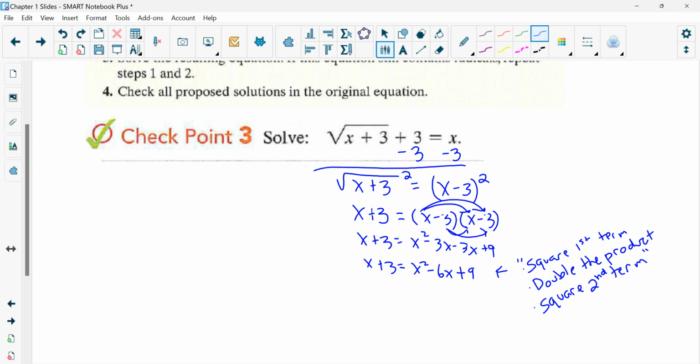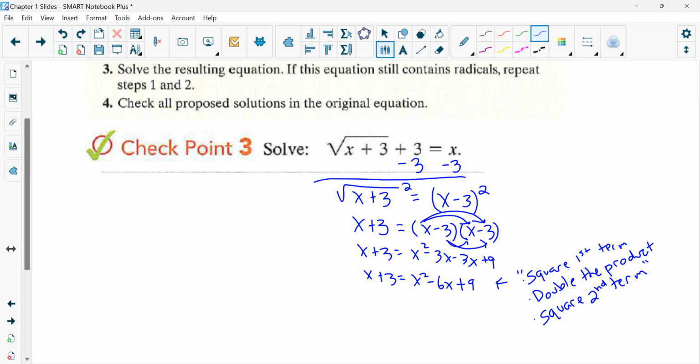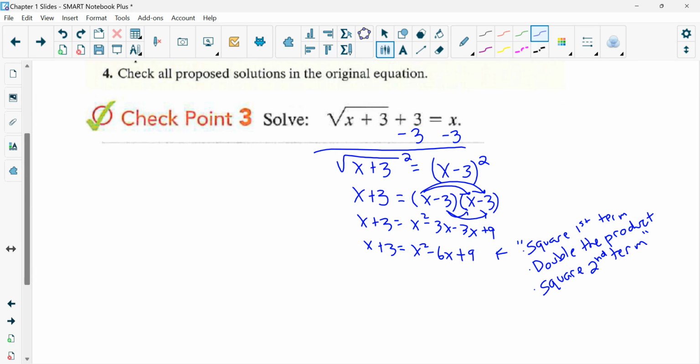If you prefer to FOIL it out, go for it. There's nothing wrong with it. But we're going to be doing this so much that if you can remember that shortcut, that would be a good thing to do. All right, so we don't have any more radicals, so we don't have to worry about that. And then it says solve this resulting equation.